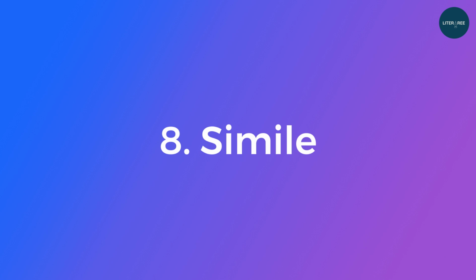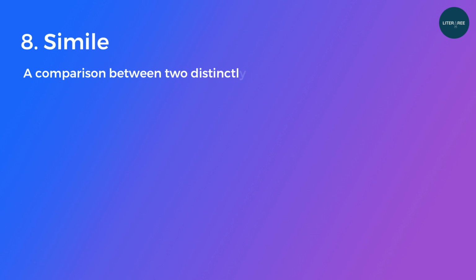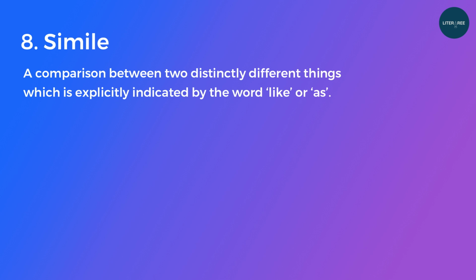Next one is simile. Simile is a comparison between two distinctly different things which is explicitly indicated by the word like or as. Let us check out these beautiful lines from the poem A Red, Red Rose by Robert Burns.